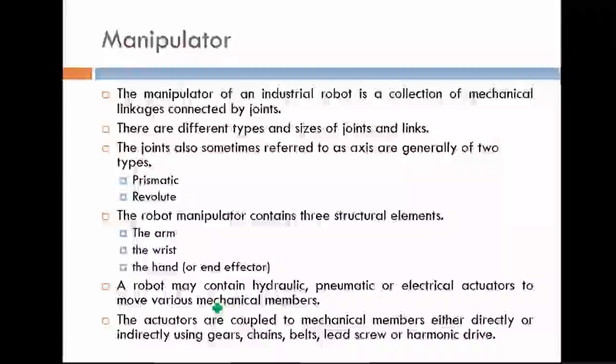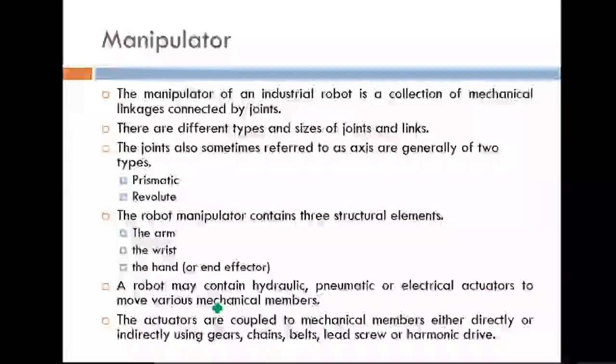There are different types and sizes of joints and links. In the market, there are different sizes. Why different sizes? Because we need different tasks and we have different spaces. So the manufacturer caters to all types of our requirements. So in the market, there are different sizes of joints and links.